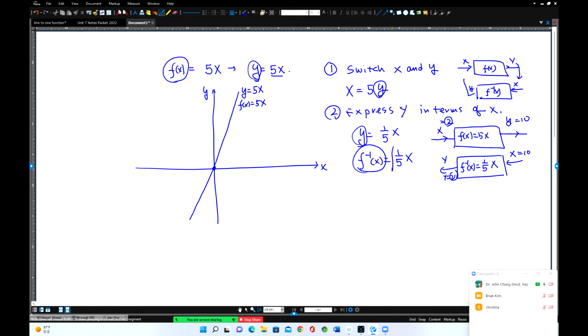Now let's make a graph of this one. When you make a graph over here, it looks like this. This is 5, this is 1 over 5. The graph looks like this. This is the inverse function equals 1 over 5 x. Slope is 1 over 5. But this graph is actually symmetrical with this line.